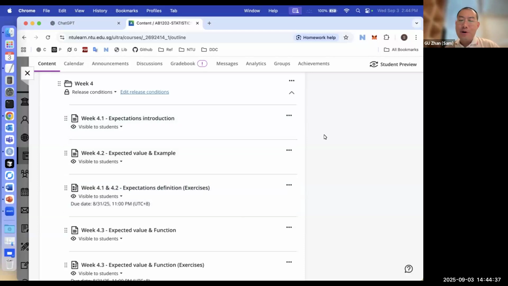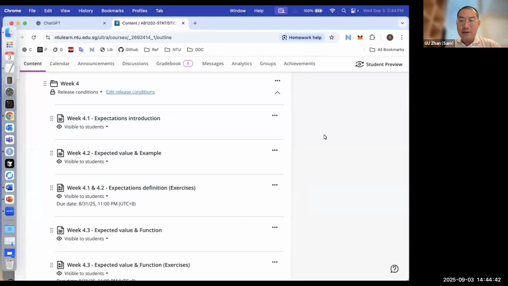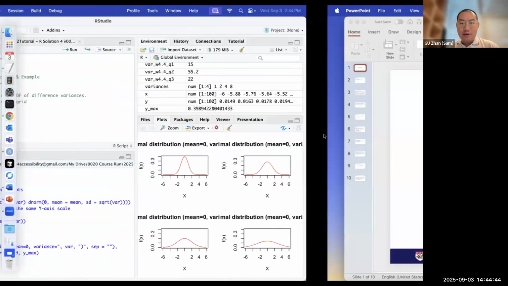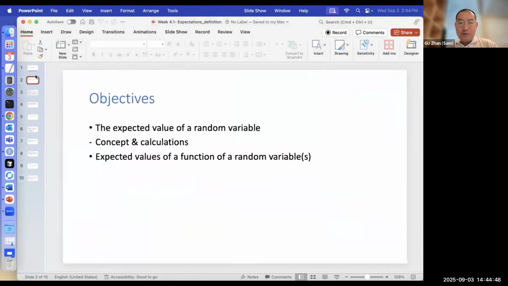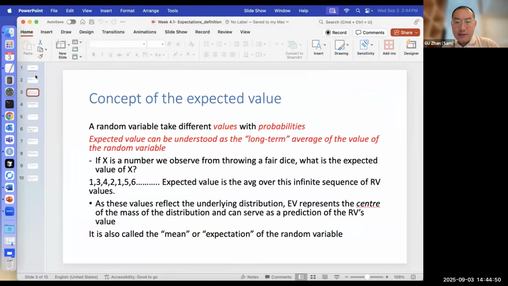We are primarily looking at expectations and variance. The expected value is the long run average of the value of the random variable. So it's a long run average.